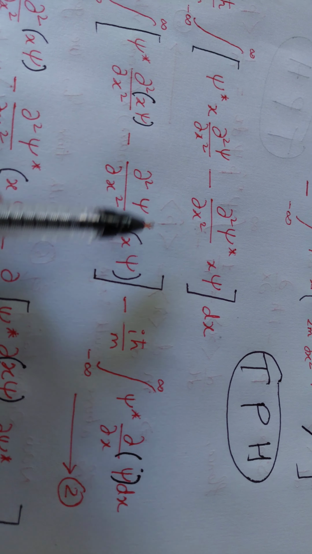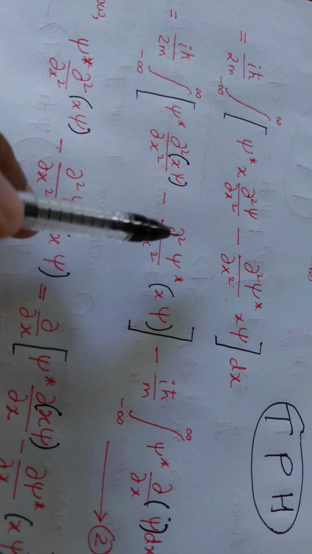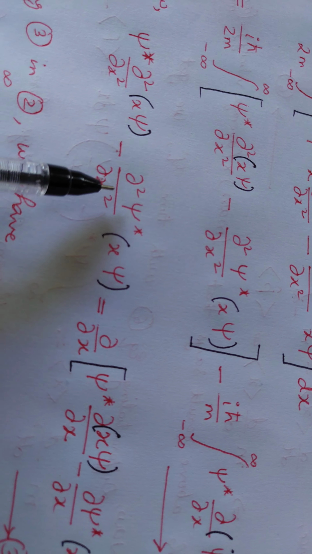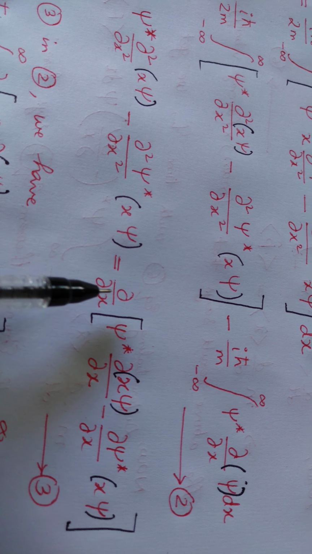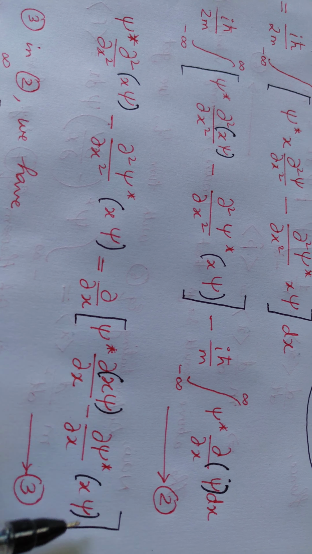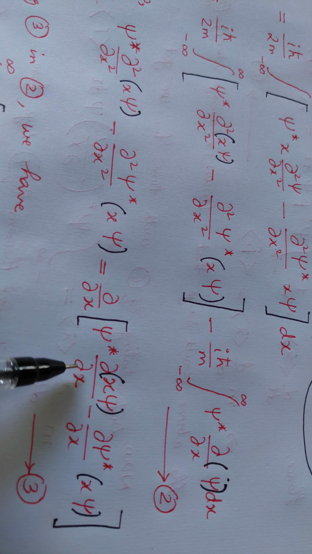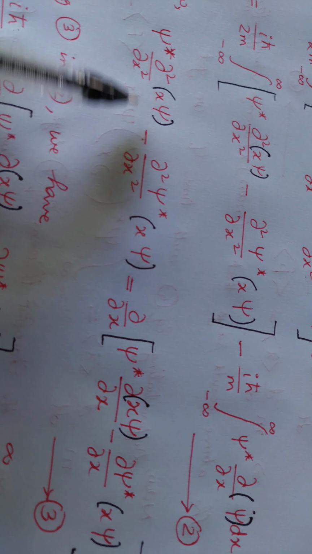Now look at this term very carefully. We are going to do some very easy simplification here. Just check it out. Psi star d square dx square x psi minus this particular term can be written as d dx of the first order partial derivative of the entire thing. If you take it inside, psi star d square dx square x psi minus d square dx square psi star x psi, that means you get the original one.